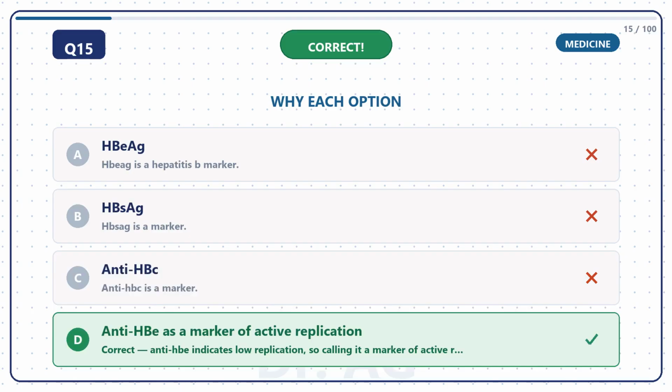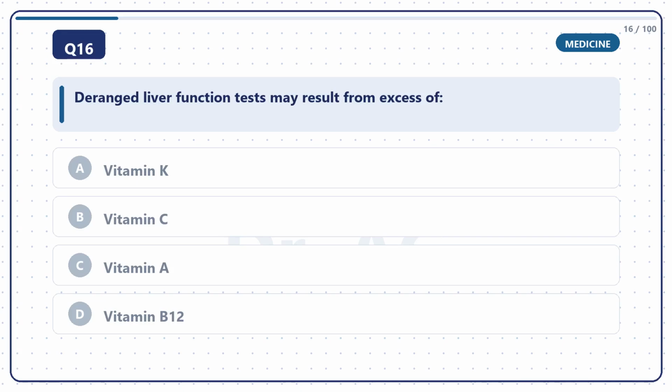Correct. Anti-HBe indicates low replication, so calling it a marker of active replication is wrong. So, the right answer is option D. Anti-HBe as a marker of active replication. Question 16. Deranged liver function tests may result from excess of option A, vitamin K.